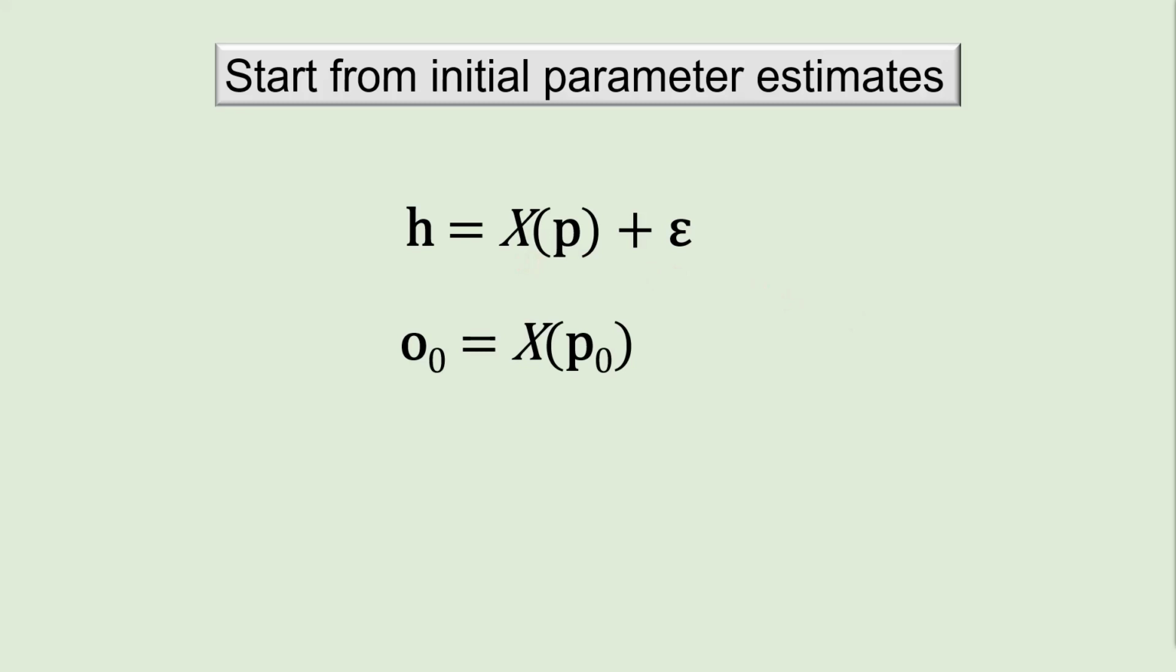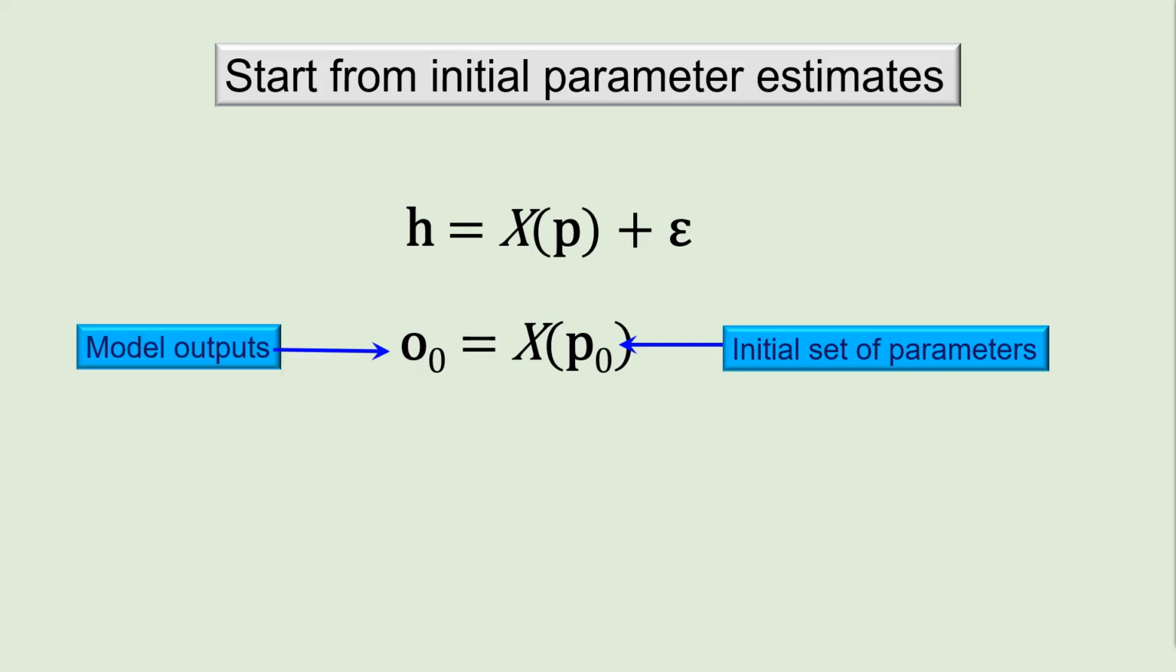Firstly, I start off with an initial set of parameter values. I'm designating these as P with a subscript of 0, and the operation of the model gives me model outputs corresponding to members of the calibration data set. I am representing those model outputs as O with a subscript of 0. These are my initial set of parameters, and these are the set of outputs which correspond to those initial parameters.